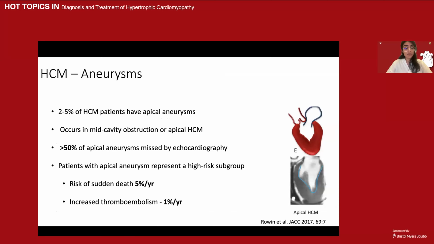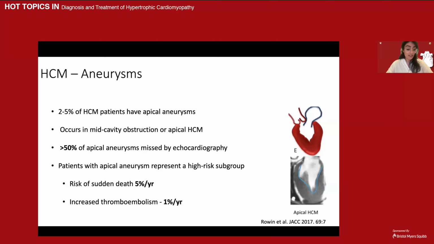Now, apical aneurysms are also something that CMR is superior at picking up over echocardiography, and it's estimated to be in approximately 1 to 5% of patients with hypertrophic cardiomyopathy, most commonly in association with the apical hypertrophic cardiomyopathy phenotype or the mid-cavity obstruction. And why does this matter? Well, more than half of these may be missed by echo, but also patients with apical aneurysms, as highlighted previously, are a distinctly high-risk subgroup.